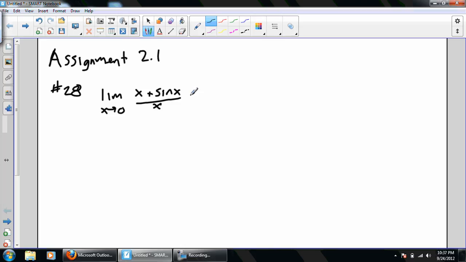Now, the first thing we're going to do is rewrite this as the limit as x approaches 0 of x over x plus the sine of x over x. This is a legal move. All we've done is take this fraction and split up the numerator.